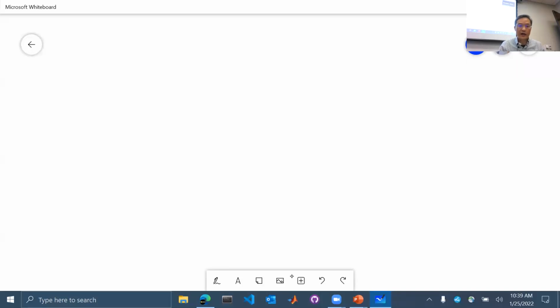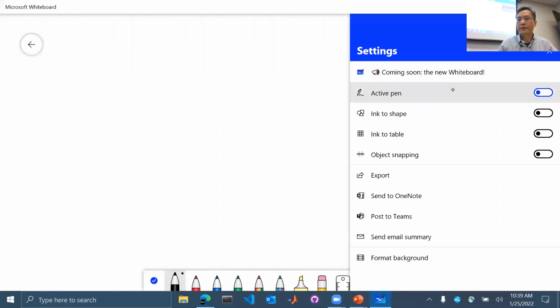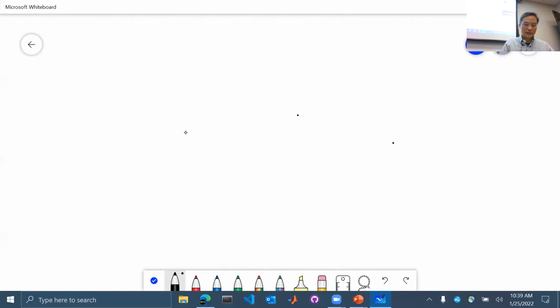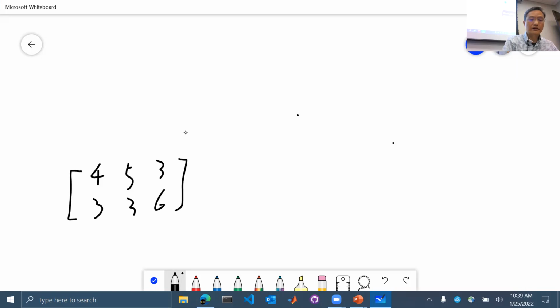And let's see, I will arrange my A matrix here. Okay, my A matrix: 4, 5, 3, 3, 3, 6. So this matrix is a 2 by 3. That's the dimension, right? In order to multiply by another matrix, it has to be 3 by something else. In this case, 3 by 6. That's called the inner dimension, which has to match.